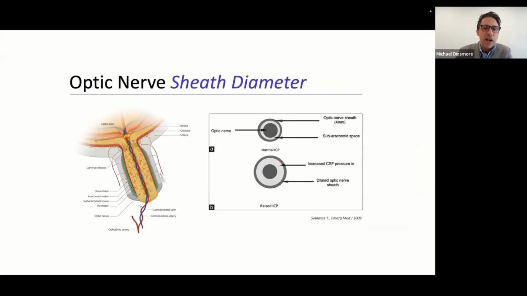So the basic premise behind this is behind the orbit, you have the optic nerve here, and surrounding the optic nerve is cerebral spinal fluid. And this is in direct continuation with the cerebral spinal fluid in your head. And therefore, any increase in pressure, increase in ICP, is translated to the CSF around the optic nerve, and you actually see this start to expand. So the optic nerve itself doesn't change diameter at all, but this optic nerve sheath will start to expand as the CSF pressure increases. And this is actually what we're measuring, the dura mater around the subarachnoid space.